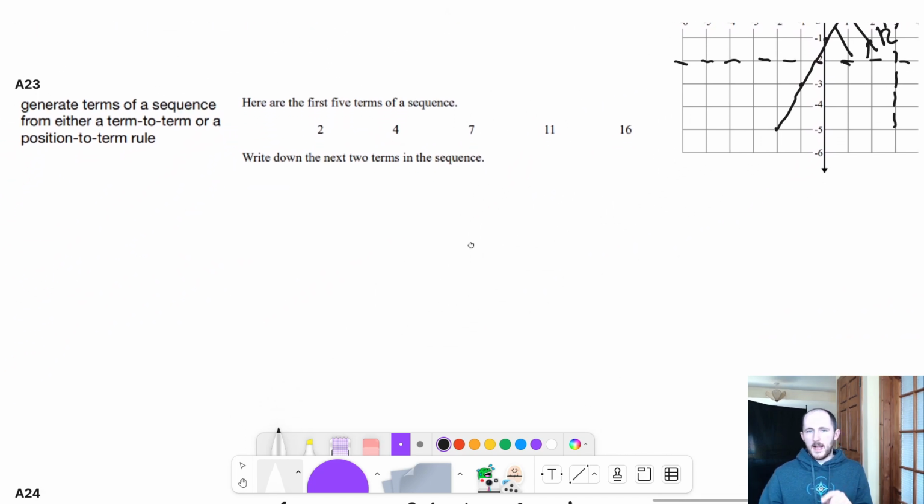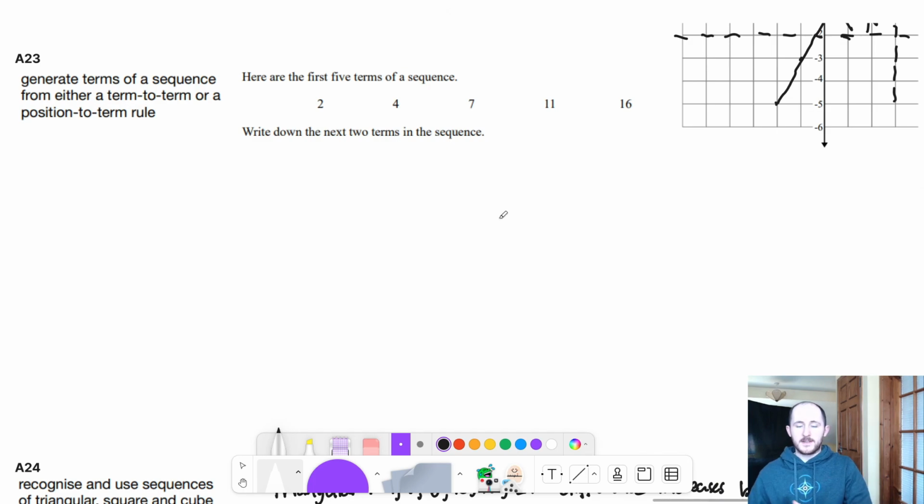Okay. And then next, for sequences, again, another kind of interesting topic in my opinion. Well, my opinion is probably not the same as yours, but anyways, here are the first 5 terms of a sequence. You just need to be able to generate terms of a sequence from either a term-to-term or position-to-term rule. So basically, they may give you that the rule is like 4n plus 3, or they may say that it's just add 3 each time. Because they like to do various different things like that.